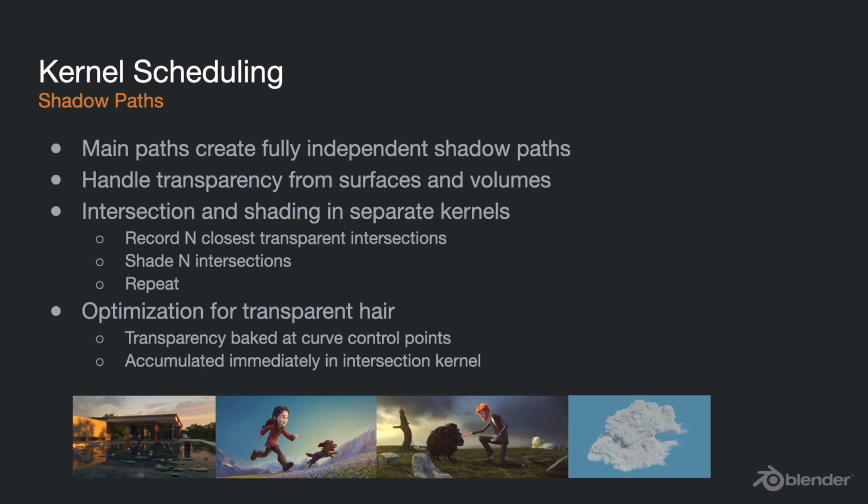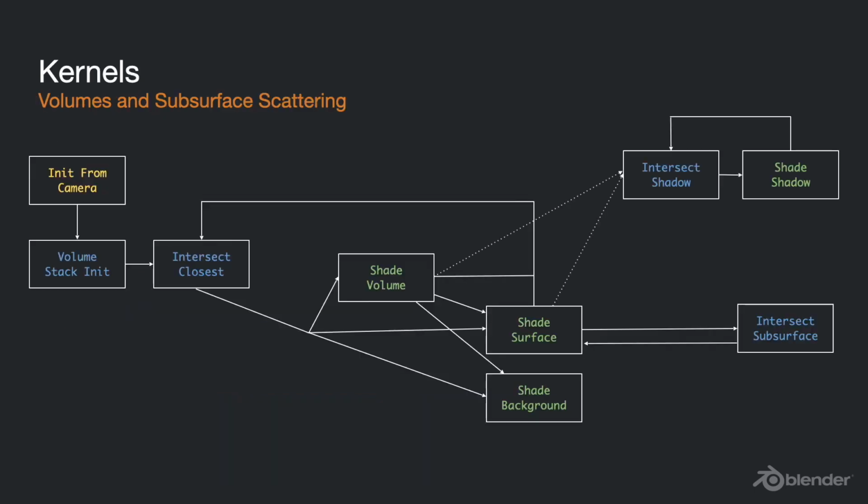And so what we do is we bake the transparency at the curve control points, and in the intersection kernel we immediately accumulate the opacity. And that really helps a lot. So we're considering doing this also for more cases. If you have a cutout opacity for leaves, for example, if it's just a single image texture controlling it, we could potentially evaluate that image texture as well inside the intersection kernel, and then only leave the more expensive procedural shader evaluation for a separate shader kernel. We haven't done that yet, but we think it's promising.